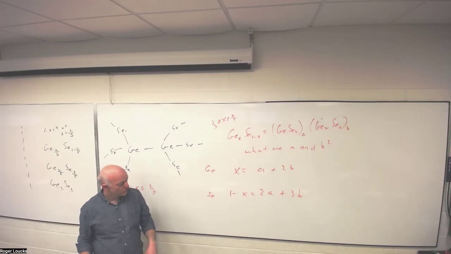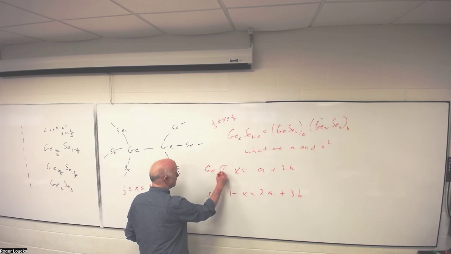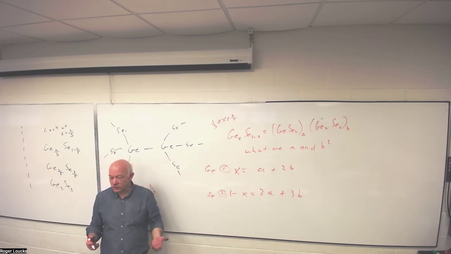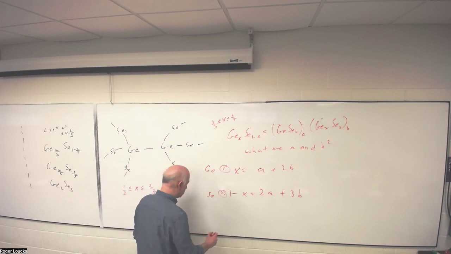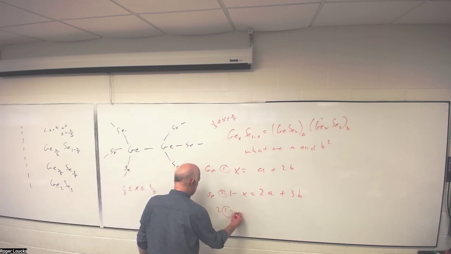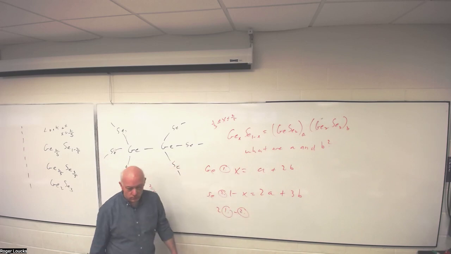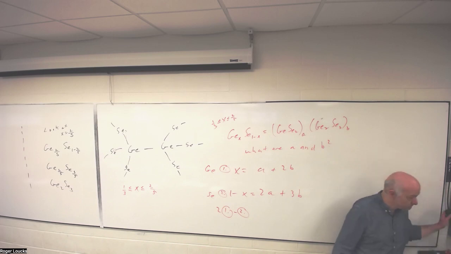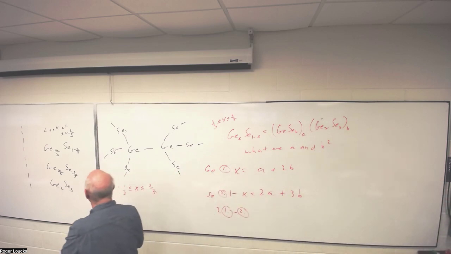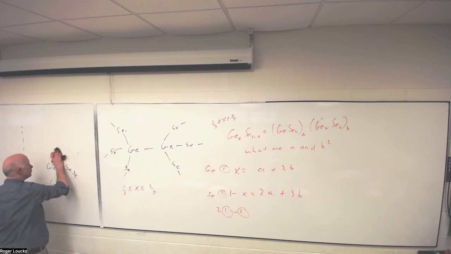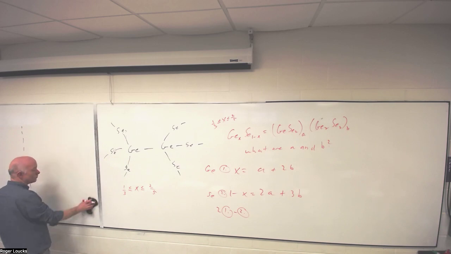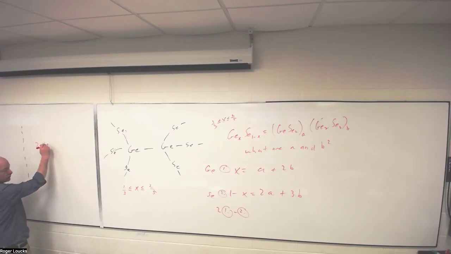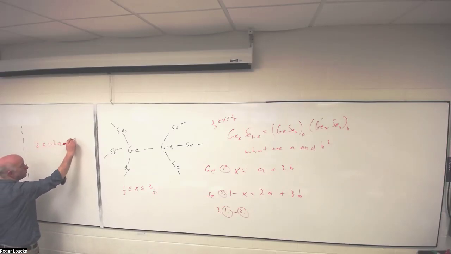Okay. Call this equation 1, this equation 2. I'm going to multiply equation 1 by 2 and subtract equation 3. So I'm going to say 2 times 1 minus 2. If I do that, so if we do that, what do we get? We get 2x equals 2b plus 4b.